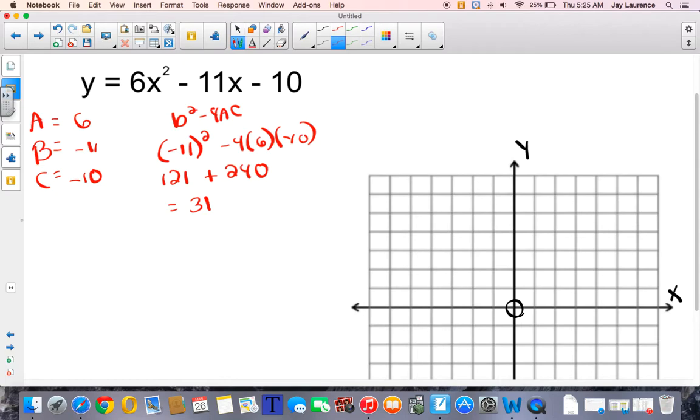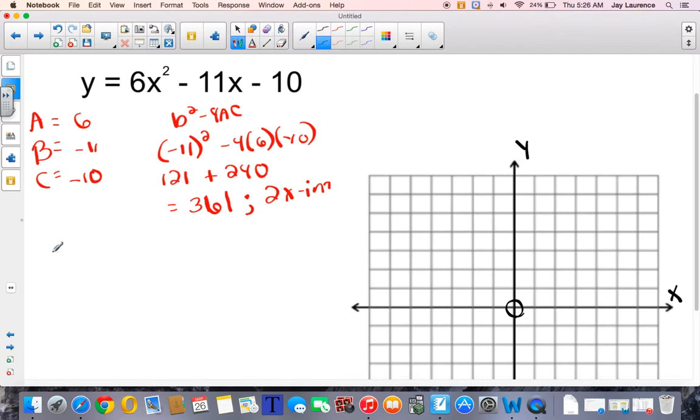361, and I think that is a perfect square. I'm almost positive, so I know there's going to be 2 x-intercepts. Right? 2 solutions, and I'm going to check that 361. I think it's 19. Yep, sure is.